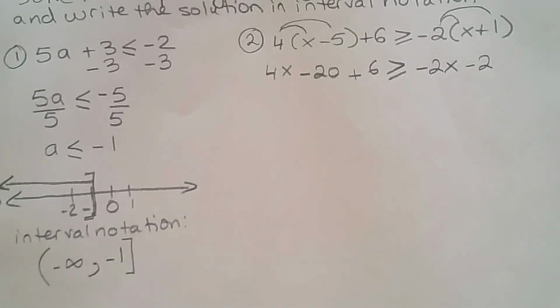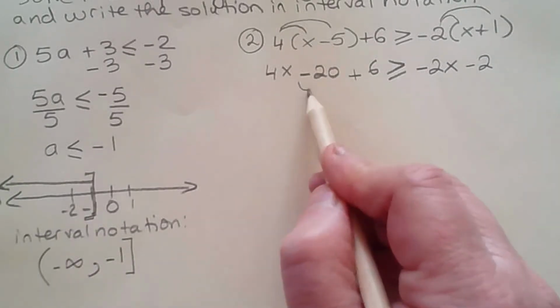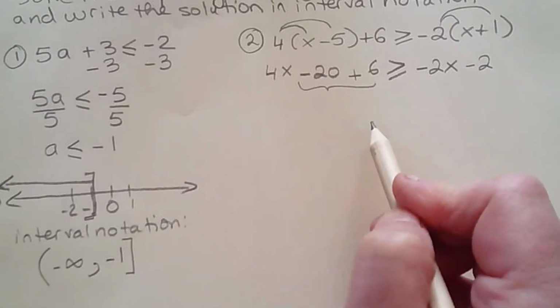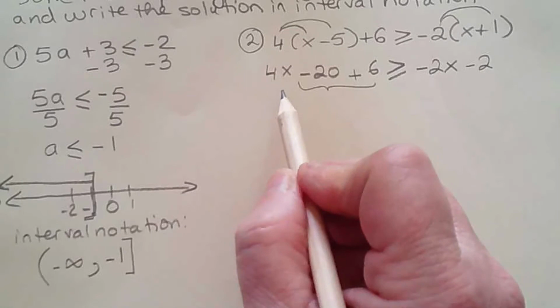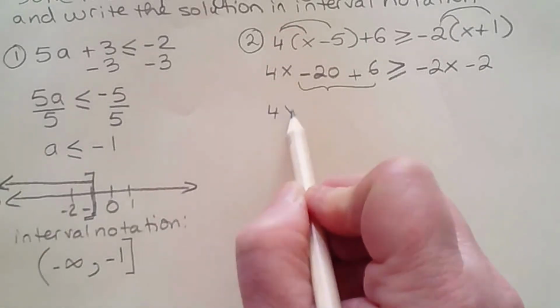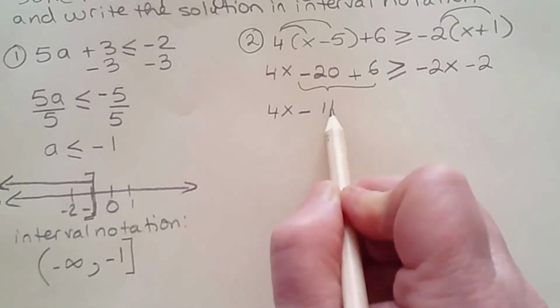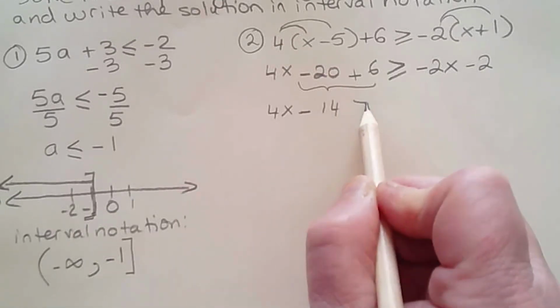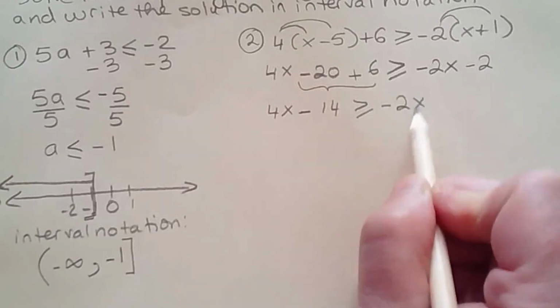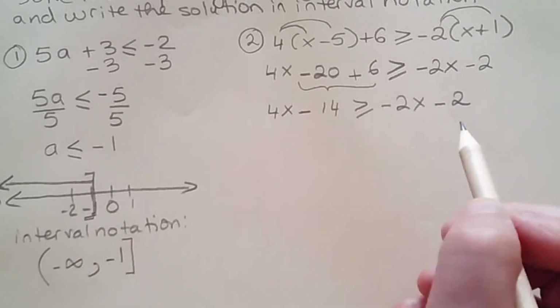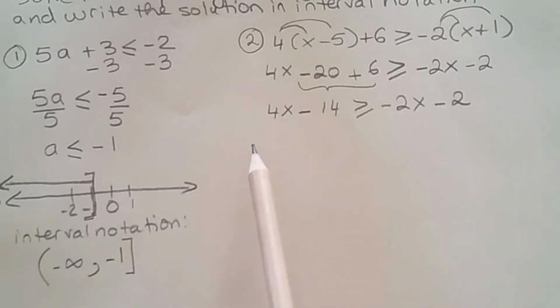Combining like terms, on the left side we can combine the two numbers, -20 plus 6. So we get here 4x, -20 plus 6 is -14. And that's greater or equal to -2x minus 2. Now we have x on both the left side and the right side of the inequality. We want to combine them. We want them to be on one side.